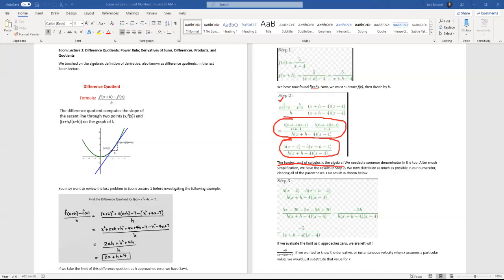If we keep simplifying, we end up reducing this down to -5 all over x plus h minus 4 times x minus 4. And again, keep in mind that at some point we're going to evaluate what happens as h approaches 0. If we were to let h approach 0, we could just substitute in 0 for h here, and that would leave us -5 divided by x minus 4 to the power of 2.